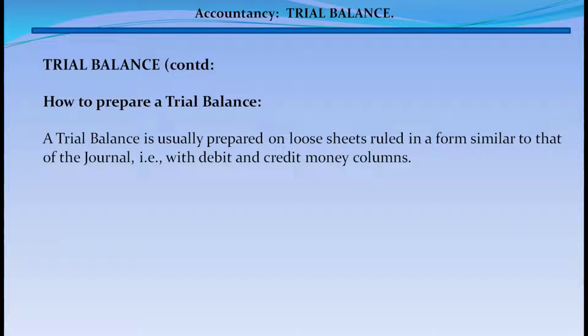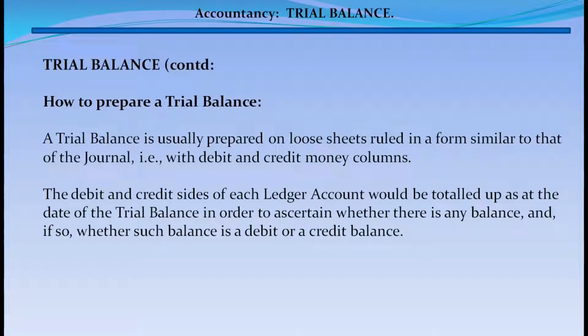How to prepare a trial balance? A trial balance is usually prepared on loose sheets ruled in a form similar to that of the journal with debit and credit money columns. The debit and credit sides of each ledger account would be totaled up as at the date of the trial balance in order to ascertain whether there is any balance, and if so, whether such balance is a debit balance or a credit balance.